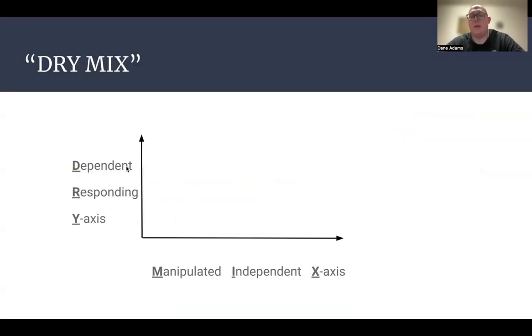The D stands for dependent, the R stands for responding, and the Y stands for y-axis. Down here on this horizontal axis, we'll label it M for manipulated, I for independent, and X for x-axis. So this acronym kind of tells you how to remember what variable goes where. Whatever variable you are changing, manipulating, that's the independent one. And you're always going to want to put that on the x-axis. Whatever variable is responding to a change in the other variable, that's the dependent variable, and you're always going to put that on the y-axis. DRY MIX. Just a nice acronym to help you remember what goes where.